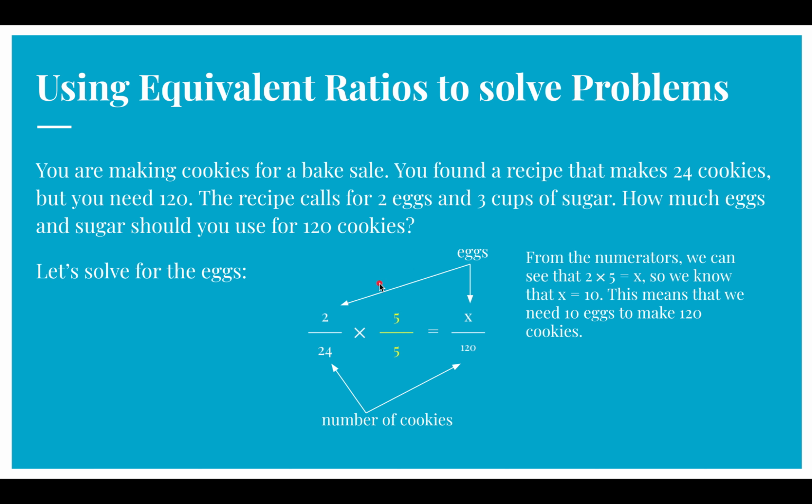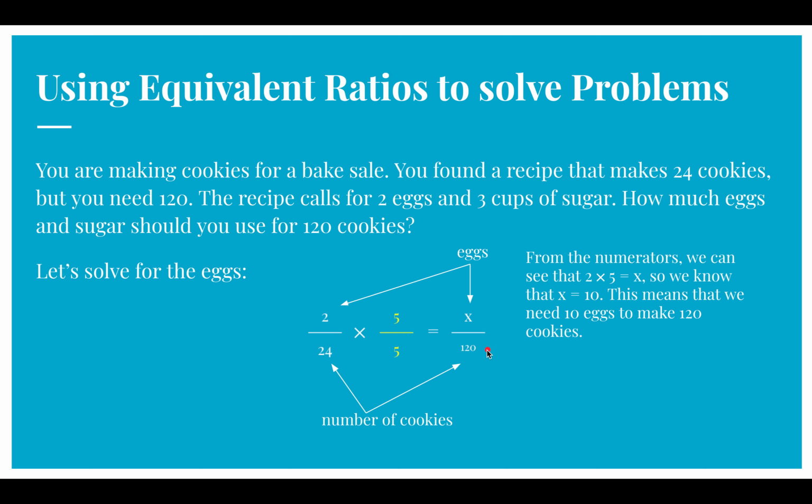So, let's solve for the eggs first. And as you can see, we've set our ratios up over here. The numerators are the number of eggs, the denominators are the number of cookies. So we need 2 eggs to make 24 cookies. And on the right side here, we don't know how many eggs we need to make 120 cookies.